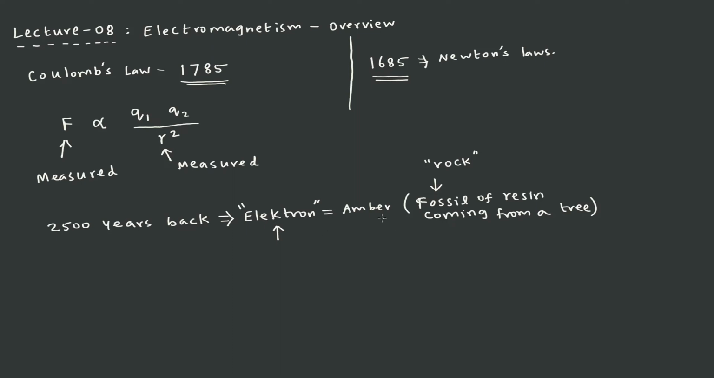So the meaning is that the electron at that time was basically a name given to the rock, not the electron that we are talking about today. Today what we have done is we have taken this particular word and given the same word to the electron that we are discussing in today's scenario. So that is what I want to explain to you.